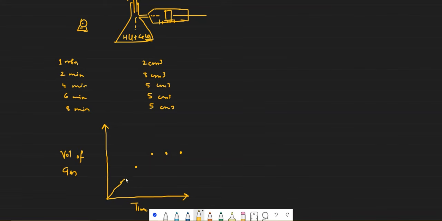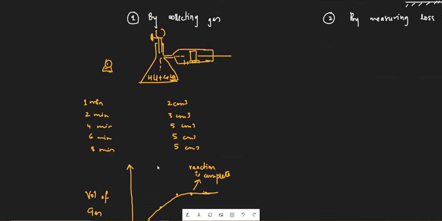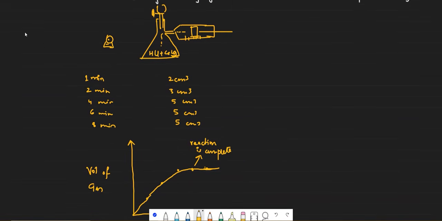So if we draw the curve here, it will be something like this. As you can see, the curve becomes flat at the end. This flatness means that no more volume of the gas is being collected even though time is passing. It shows that the reaction is complete. So how do we exactly measure the rate of reaction here? It's simple. You take the volume of gas that you have collected, and you divide it by the time in which it is collected, and you will get the rate of reaction.